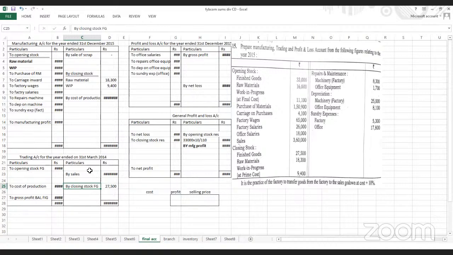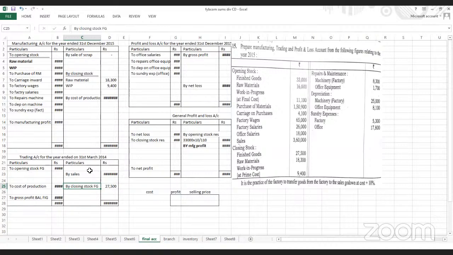Now will be recorded where? In manufacturing account. Okay. Trading account will have only opening stock of finished goods, and on the credit side, closing stock of finished goods. Okay. On the credit side, as usual, we will have sale. And whatever goods are produced in manufacturing account, their cost will be transferred to trading account on the debit side, called cost of production. Clear, students? This was important.